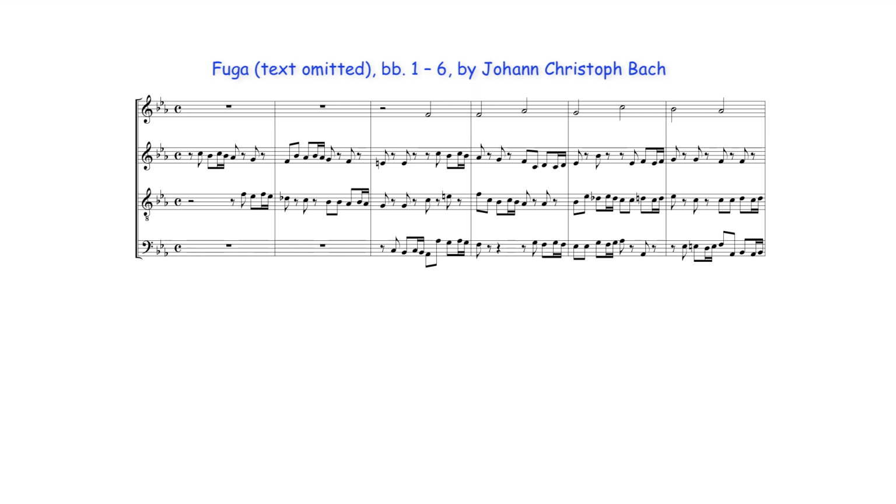In fugues of this type, the longer note values of the chorale melody, when introduced, act like a cantus firmus to which the melodic contour of the other parts must conform.